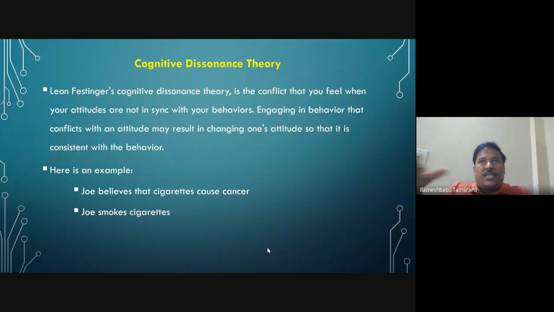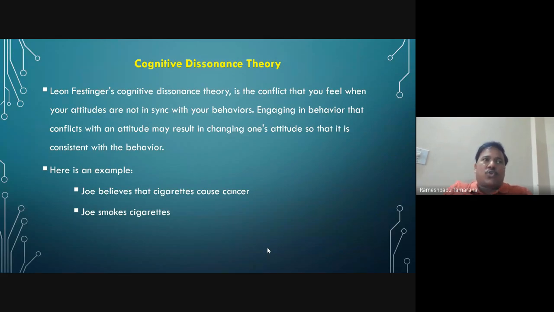Say, for example, I must have been taught, or I must have said something to someone that hurts them, but still I do it every time. So there is always an internal feeling that every time I make a mistake, I wouldn't have done it, but anyhow I did it. That creates a kind of internal conflict within us. So there is a dissonance. That is the conflict you feel when your attitudes are not in sync with your behavior. This is what is happening with Joe.